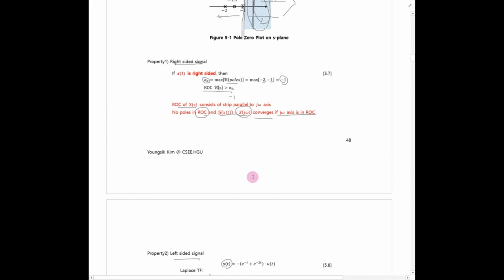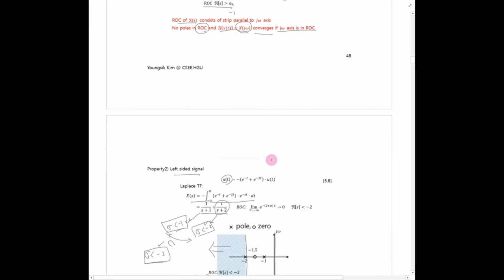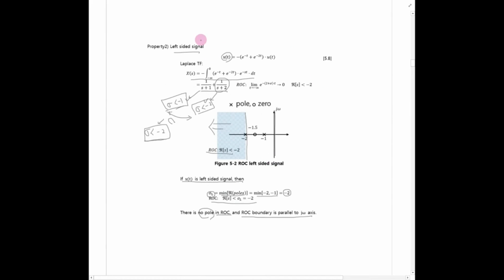Okay, we talked about the left-sided and the right-sided signals. For the right-sided signal, the region of convergence is the right side of the rightmost pole. For a left-sided signal, the region of convergence is the left side of the leftmost pole. So this is the region of convergence for the right-sided and the left-sided one.